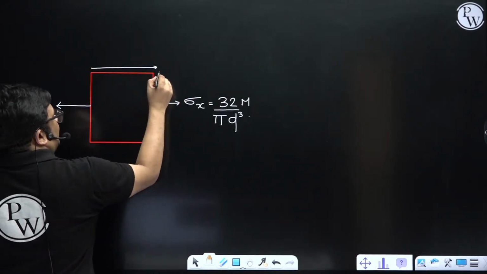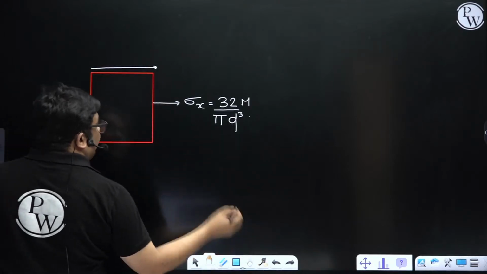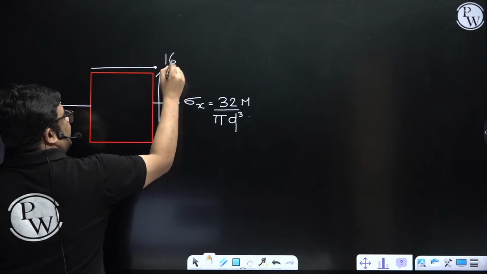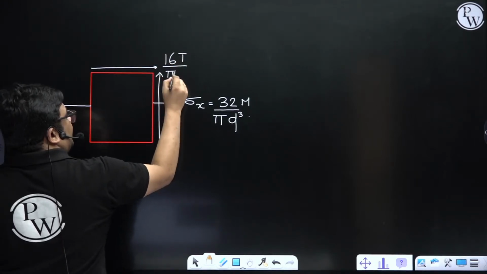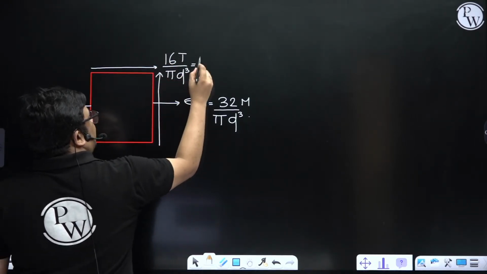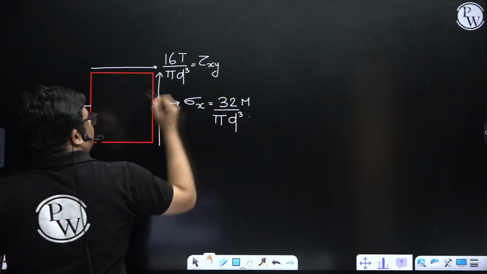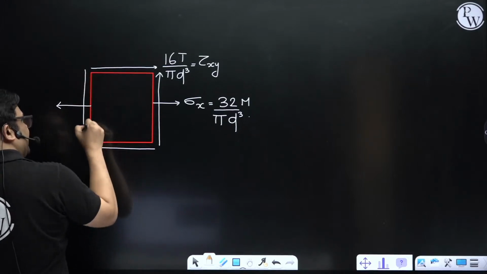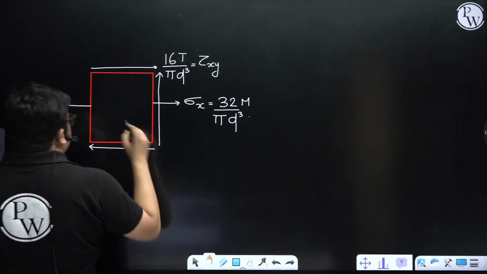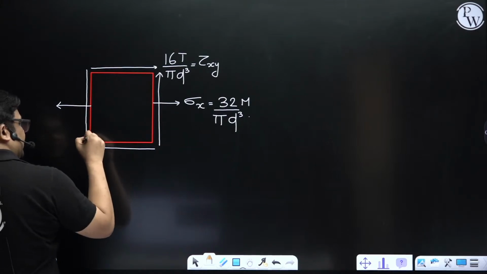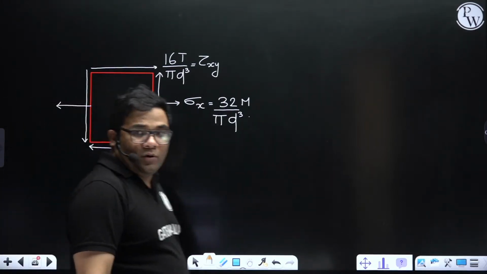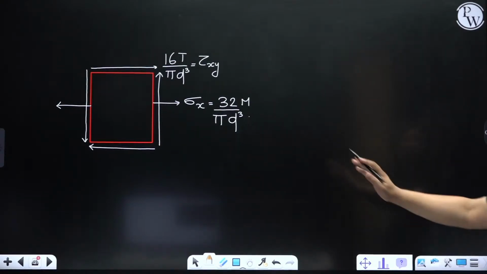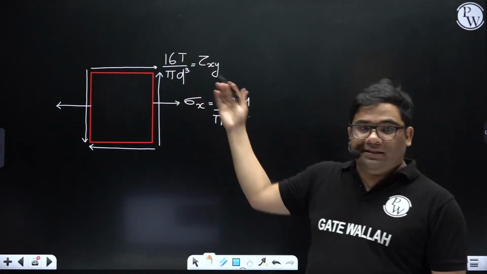And I got the shear stress, that is 16t by pi d cube. Suppose I take that as tau xy, because I got only one shear stress. And this only one normal stress, I take that as sigma x. We can take sigma y also, no problem. I have taken sigma x. If I take sigma x, then sigma y is 0. If I take sigma y, then sigma x is 0.